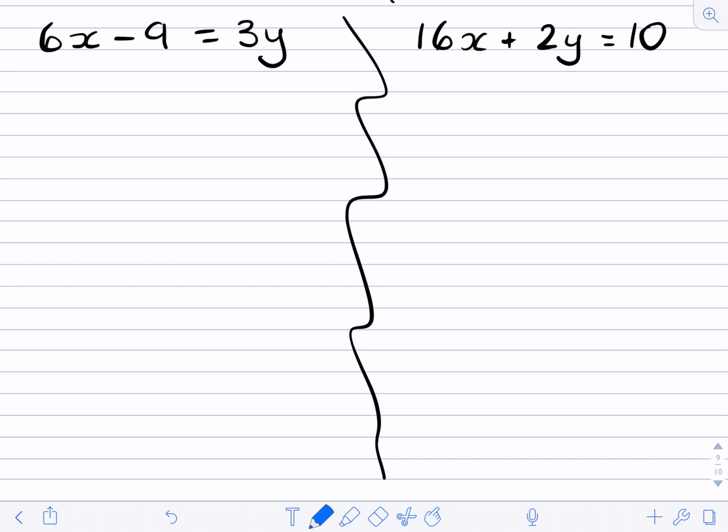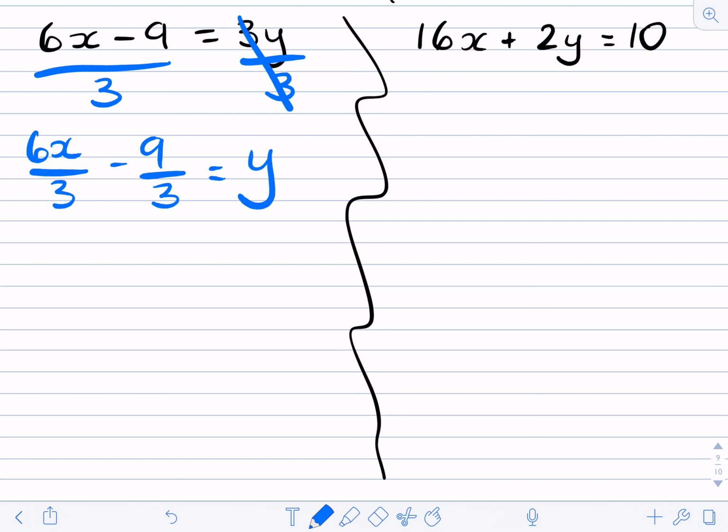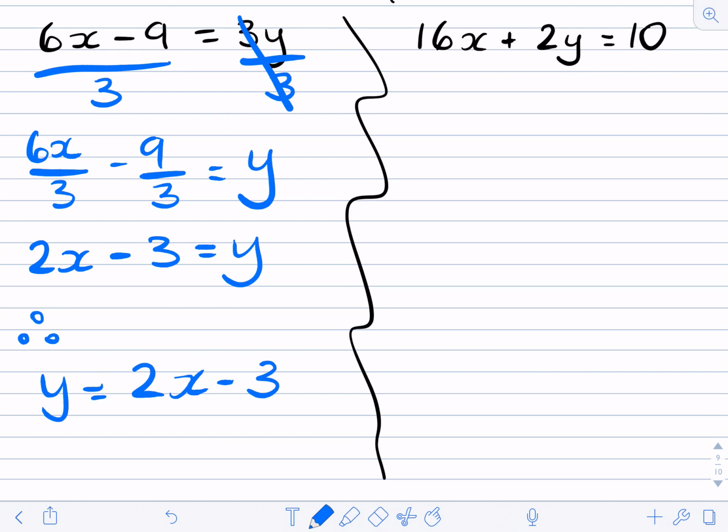So here, I have 6x minus 9 equals 3y. What's with the y? Times 3. So the opposite of times 3 is to divide both sides by 3. That cancels out. On this side, I'm left with 6x divided by 3 minus 9 divided by 3 equals y. 6 divided by 3 is 2x. 9 divided by 3 is minus 3 equals y. Therefore, y equals 2x minus 3. Same thing, I just move it across. Let's move on to the next example.